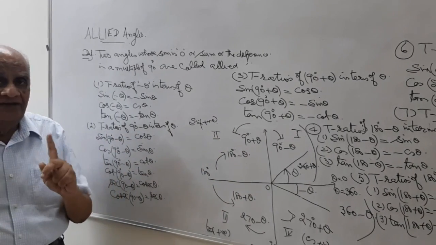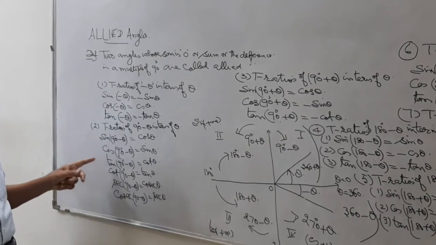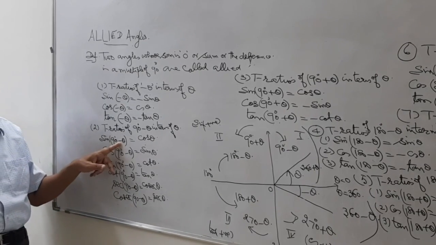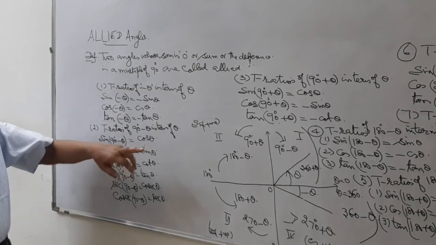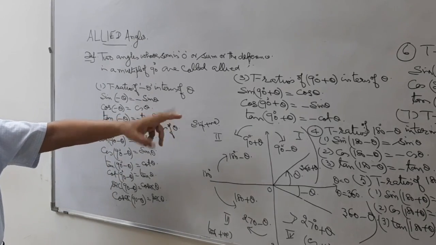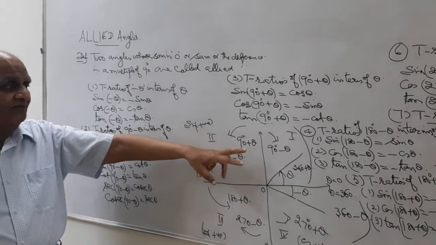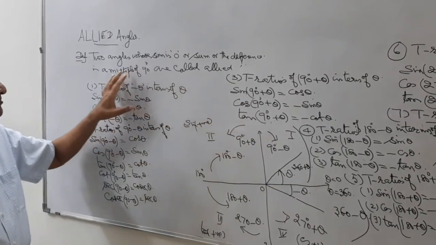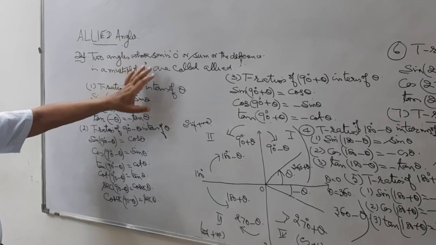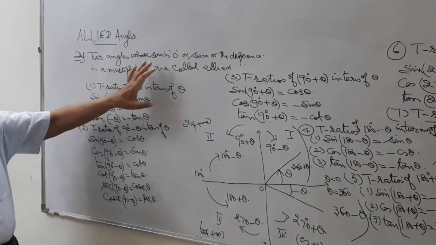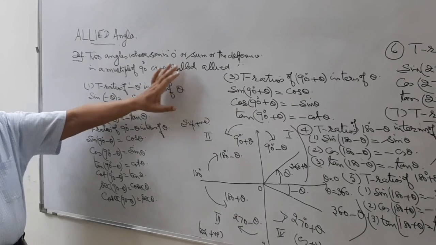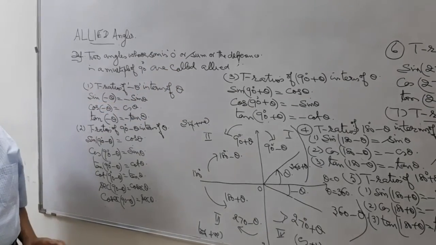At the 10th level, you have only studied up to 90 minus theta, the first quadrant. But now we have in all the four quadrants 90 minus, 90 plus, 180 minus, plus, and so on. And these are actually known as the allied angles. The sum or the difference is a multiple of 90 degrees. These are the allied angles.